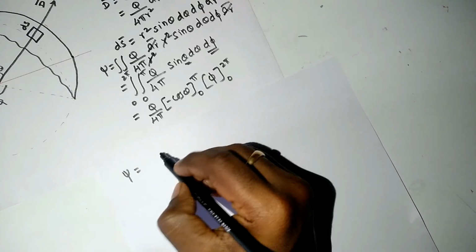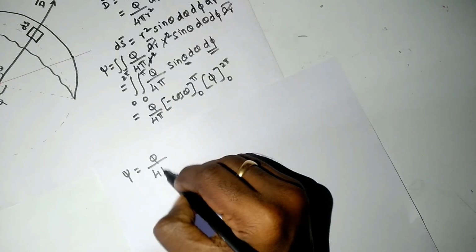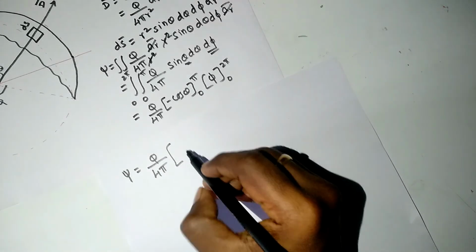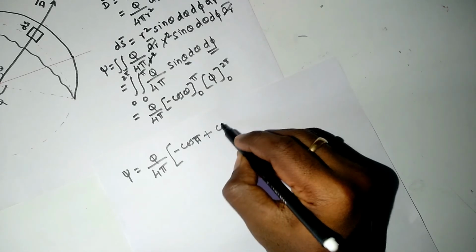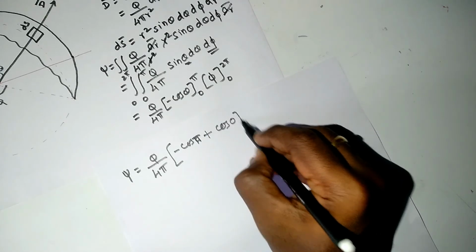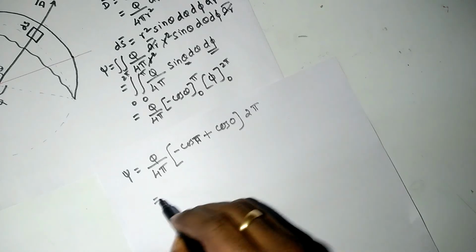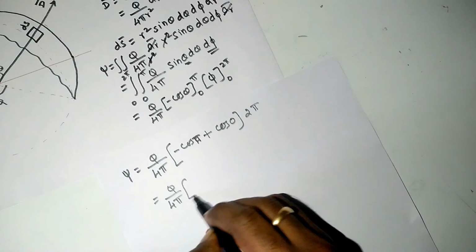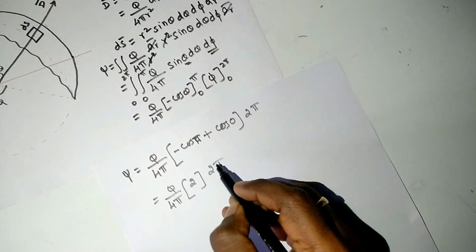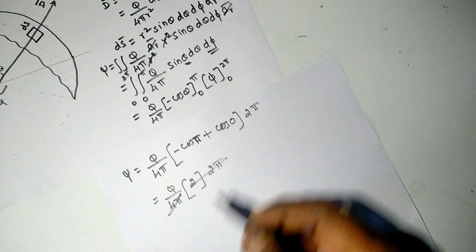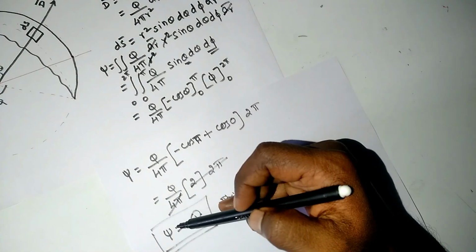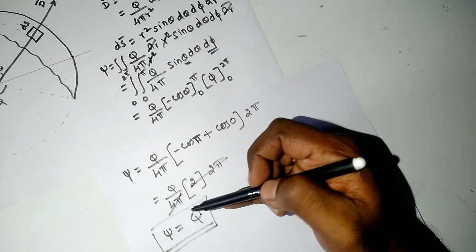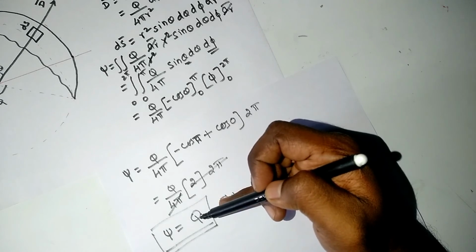So psi will be equal to Q by 4 pi, applying the higher and lower limits, minus cos pi plus cos 0 into 2 pi. So this will be equal to Q by 4 pi into 2 pi. 4 pi and 4 pi cancel. So we can write psi is equal to Q. That is, electric flux over a closed Gaussian surface will be equal to the charge enclosed within the closed Gaussian surface.